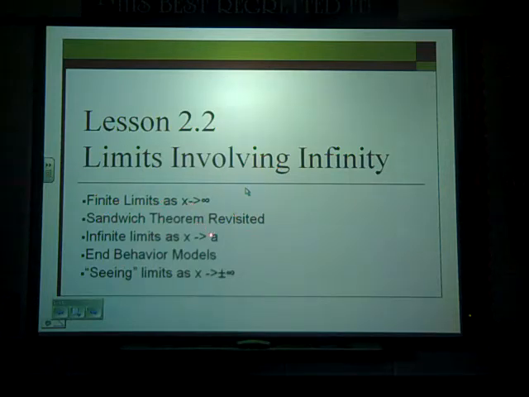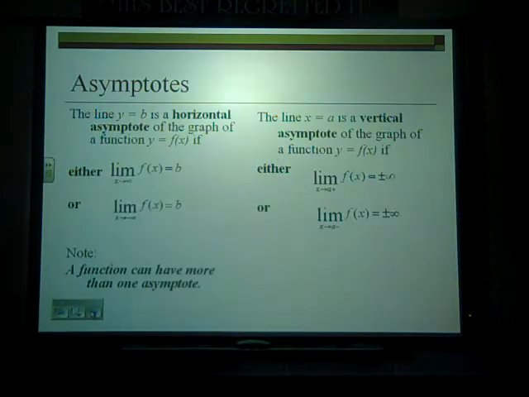We'll look at the sandwich theorem again. We talked about it in the last slide. We're going to look at infinite limits as x approaches some value, vertical asymptotes. We'll look at behavior models, which are horizontal asymptotes, and we'll try to visualize the limits from the functions as x approaches positive and negative infinity. I'll show you a nice, easy trick for doing that.